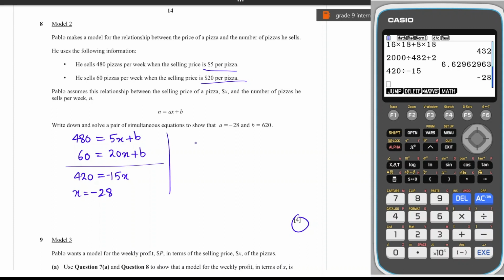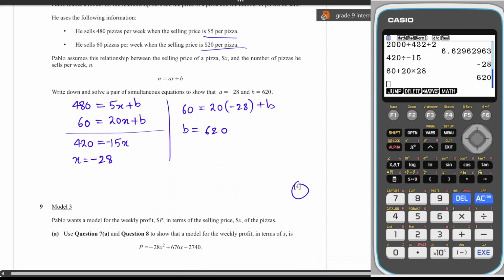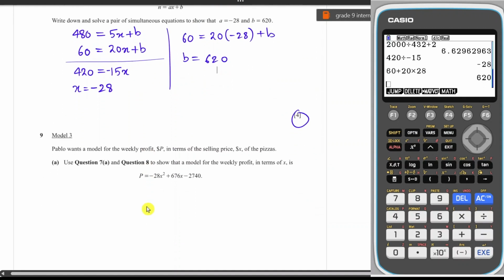And when I put my value of a in one of the two equations, so let's say 60 is equal to 20 into minus 28 plus b, that gives me my value of b, which will be 60 plus 20 into 28. That gives me 620. So these are my values of a and b. We can see that it is indeed equal to that. So you have to show that. You cannot just state the answer directly from the GDC.